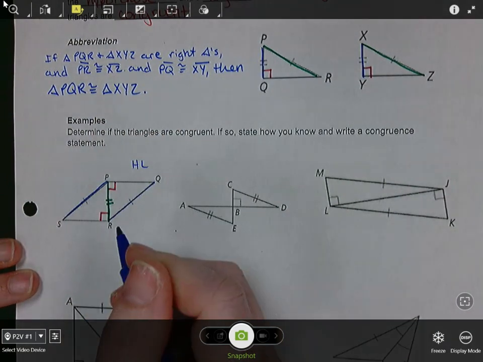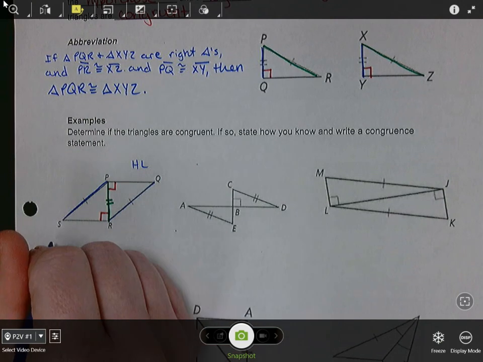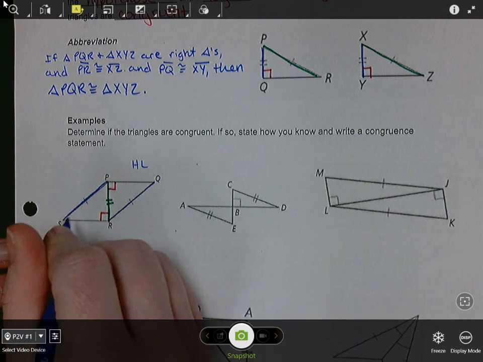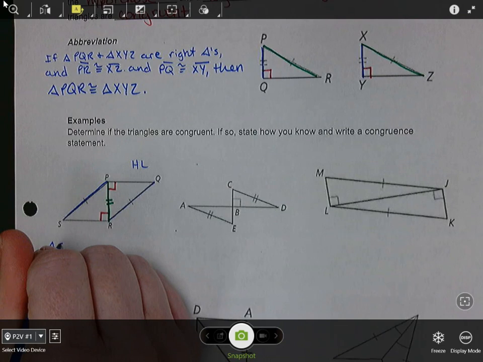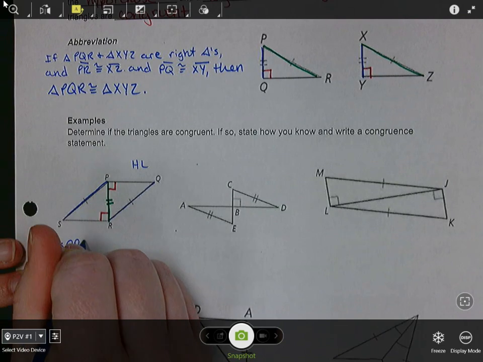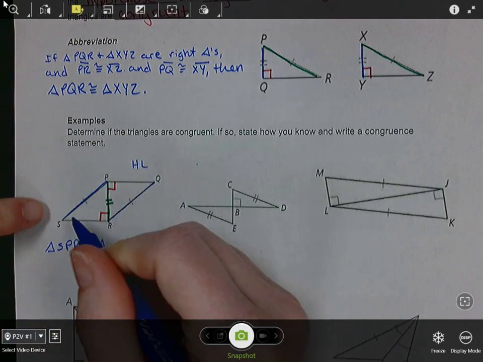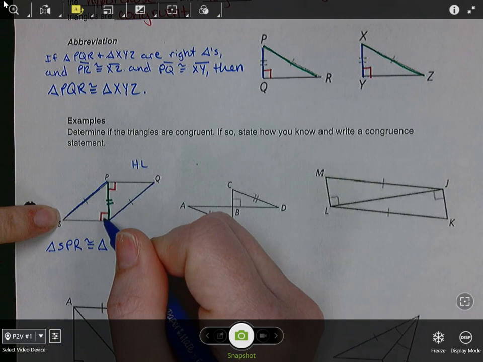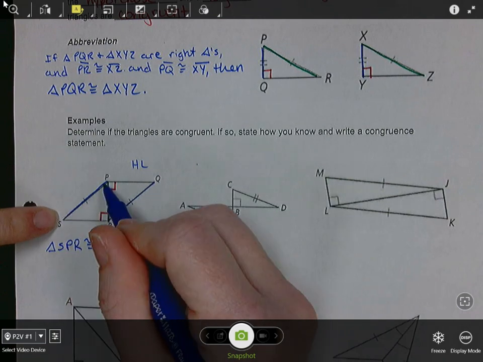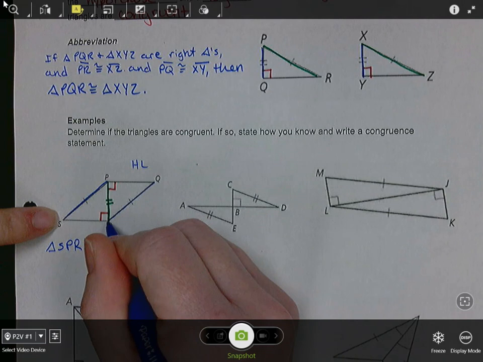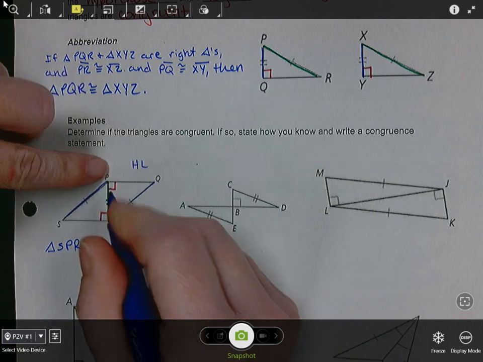And then you would need to write your congruent statement. So triangle SPR is congruent to triangle. Let's see, we did SPR, so I did the blue and then green. So I'll need to do blue, then green, so QRP.